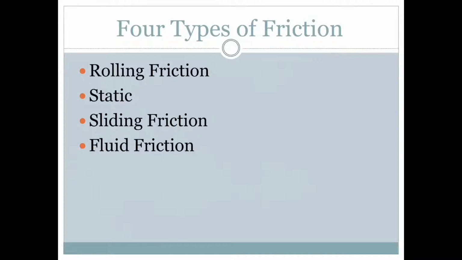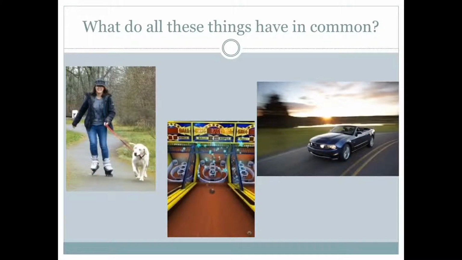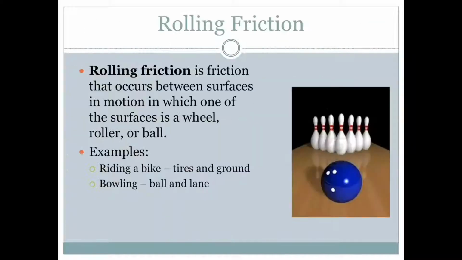So what are the 4 types of friction? Well, we've got rolling friction, static friction, sliding friction, and fluid friction. All of these are types of friction that you see every day and you don't even know it. So what do all of these pictures have in common? Well, the first picture, this lady is walking her dog with rollerblades. The next picture is a picture of skee ball, a ball rolling down the alley for the skee ball. And the final picture is a picture of a car driving. So all of these have rolling friction in common.